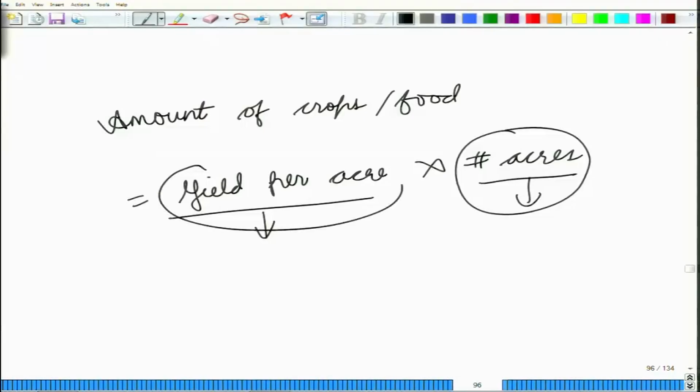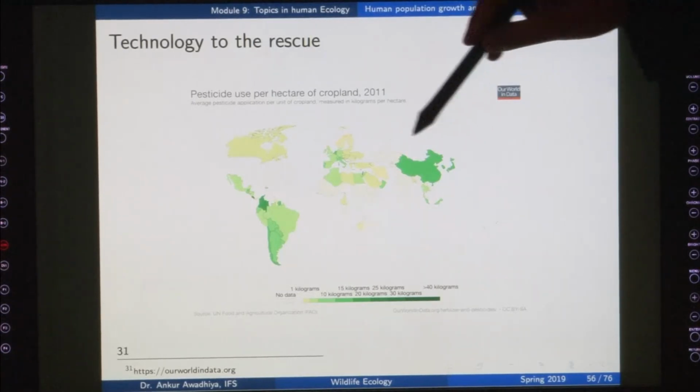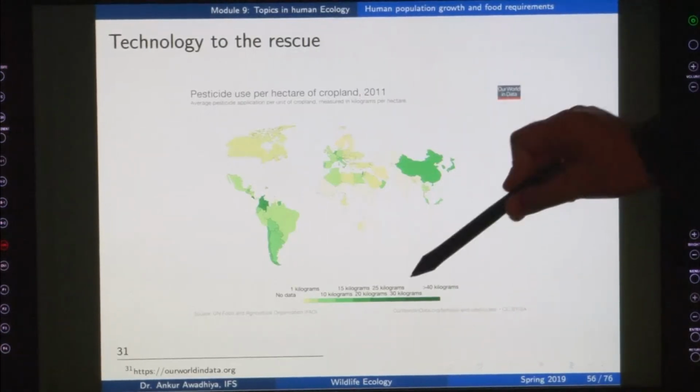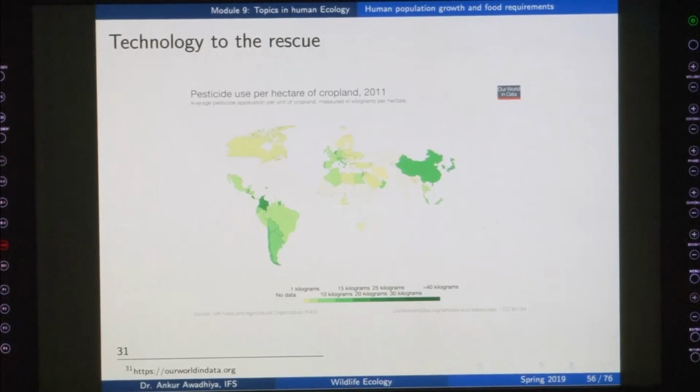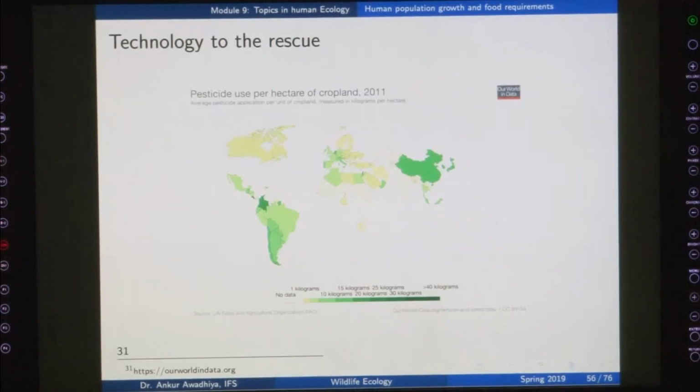But then what about the yield per acre? Why is that increasing? So, now in this chart we can see the pesticide use per hectare in the year 2011. Now, remember that in the days of Malthus we did not have any chemical pesticides available, but now if we look at countries like China, we have as high as say 20 kilograms of pesticides that are being put per hectare of cropland.